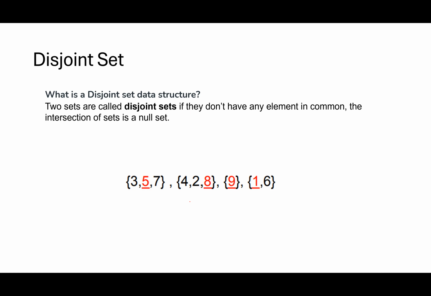So we can say the name of this set is 8. The name of this set is 9. This is 1. This is 5. Okay, so this is the definition of disjoint sets.